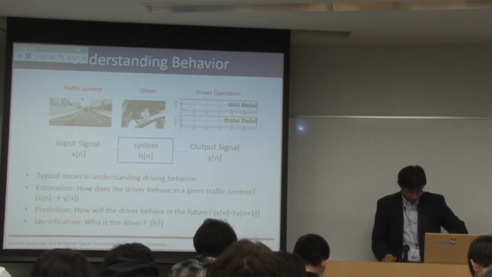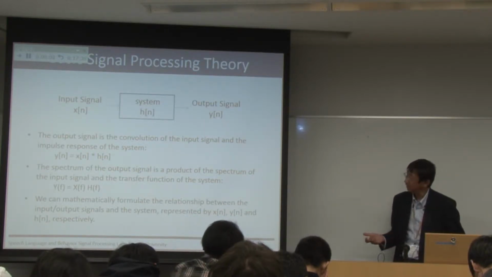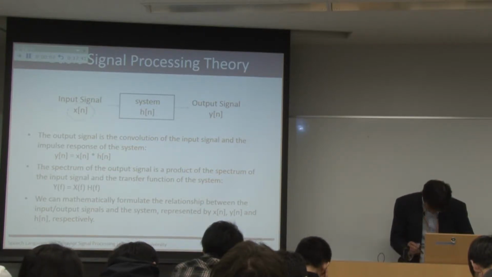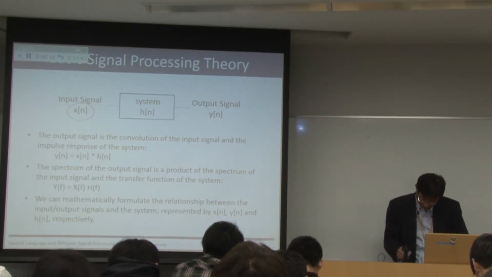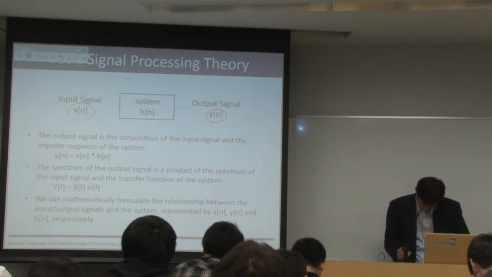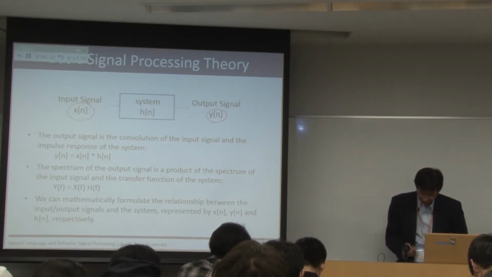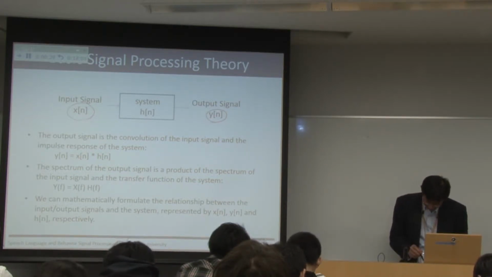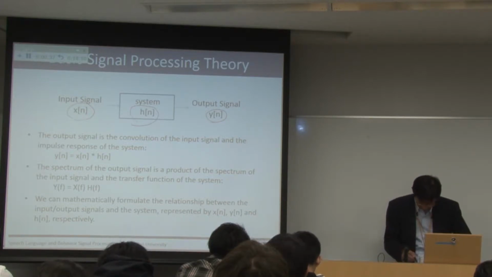Okay, so this is a mathematical representation that people use. X indexed by n is sequential data. Y indexed by n is also another sequential data. And to associate the input and output signals, we usually use h[n] as a representation of the system, which we call the impulse response.